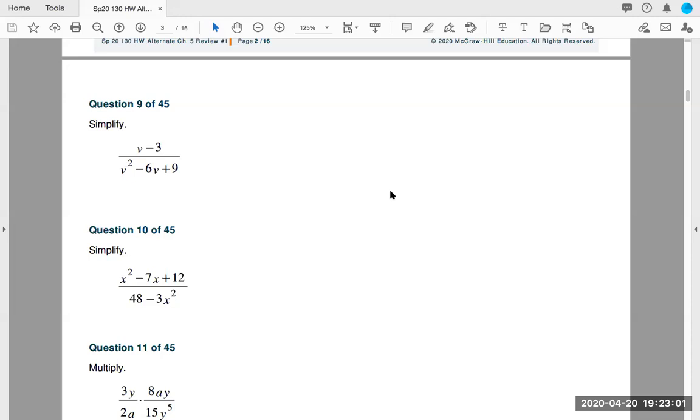Question number 9. That way you can kind of follow along with this. You're asked to simplify this particular expression. Remember that we were talking about for simplifying rational expressions, you're attempting to cancel factors from top to bottom.